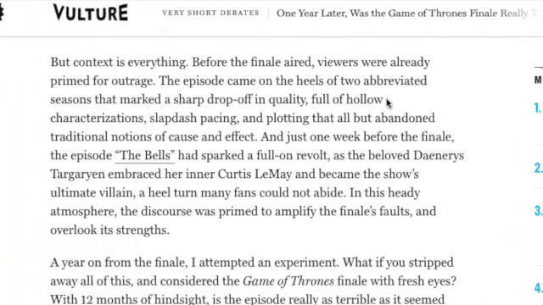Hollow characterization is something that people don't like in TV shows. They want the characterization to be round, not hollow. Slapdash pacing. You want pacing to make sense, not to be all over the place. And plotting that abandons traditional notions of cause and effect. So the plot no longer even gives you reasons for things that make any sense. So these are all things that for me, if I'm a TV series watcher, I want plots to make sense. I mean, maybe I want a twist, sure, but it needs to make sense ultimately for me. So I'm agreeing with what this person is saying here.